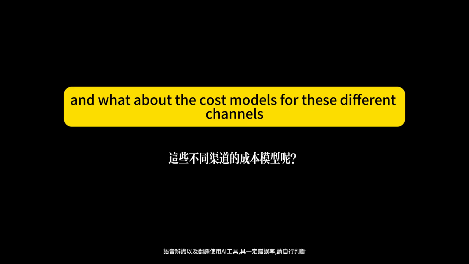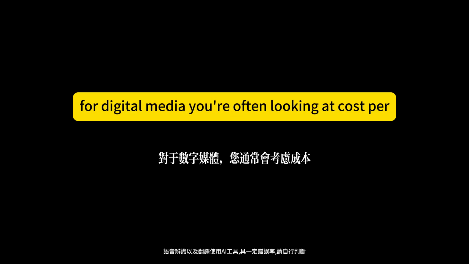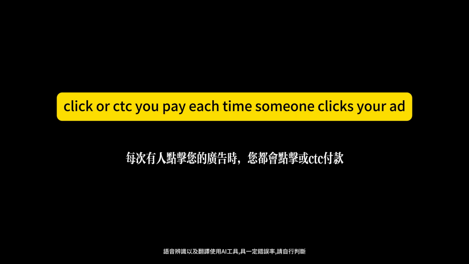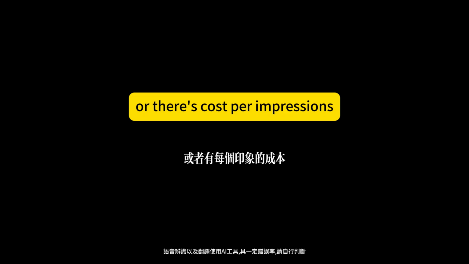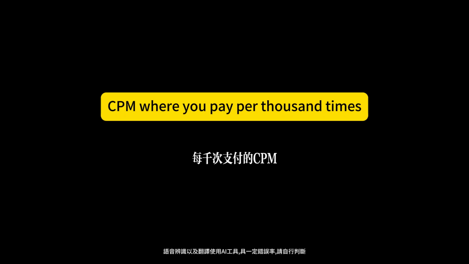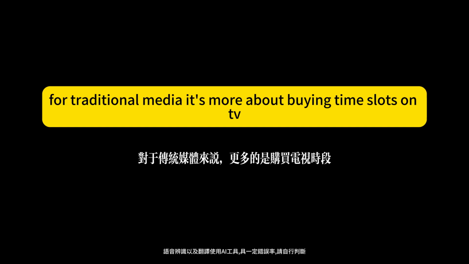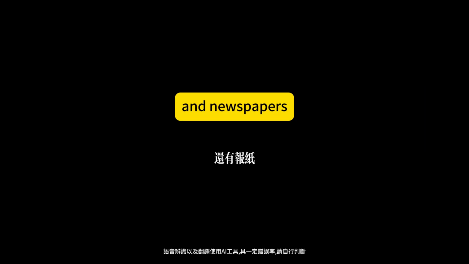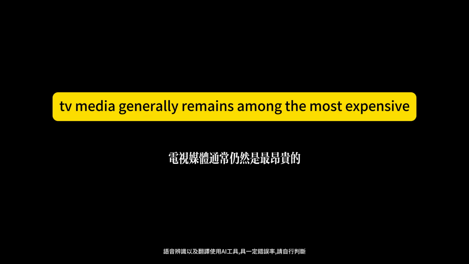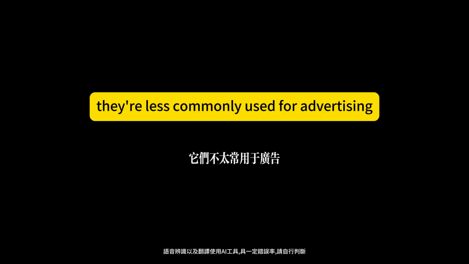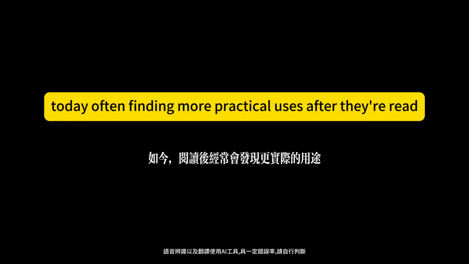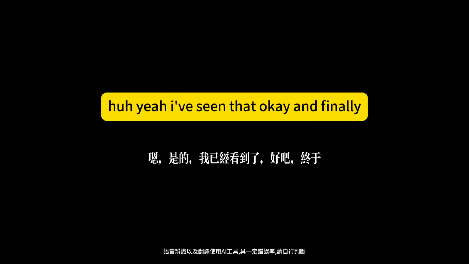That's a great point. And what about the cost models for these different channels? Just briefly. Briefly, yeah. For digital media, you're often looking at cost per click, or CPC, where you pay each time someone clicks your ad. Or there's cost per impression, CPM, where you pay per 1,000 times your ad is shown. For traditional media, it's more about buying time slots on TV or space, like pages in newspapers. TV media generally remains among the most expensive, while newspapers, well, they're less commonly used for advertising today, often finding more practical uses after they're read, unfortunately. Yeah, I've seen that.